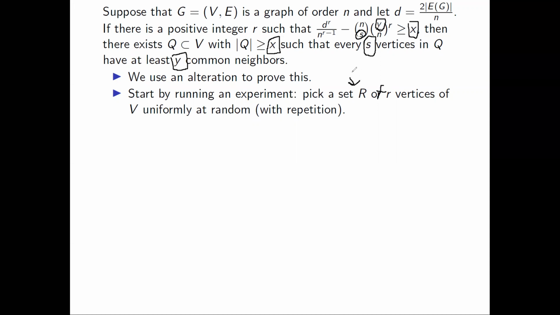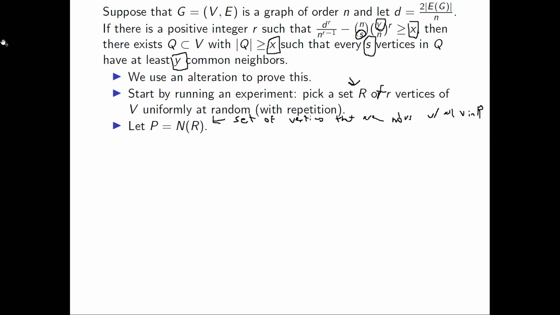Now the set R right here, this is not going to be the set that we perform the alteration on. So we're going to use R to make the set that we want. And the set that we want is going to be defined as P, which is N of R. N of R is what we defined on the previous slide. And just as a reminder, N of R right there, this is the set of vertices that are neighbors with all vertices in R. So the set of vertices that we're going to use and then perform an alteration on is the set P, which is a set of vertices that are neighbors with all the vertices in R. And R was the set of vertices that we drew in our experiment.